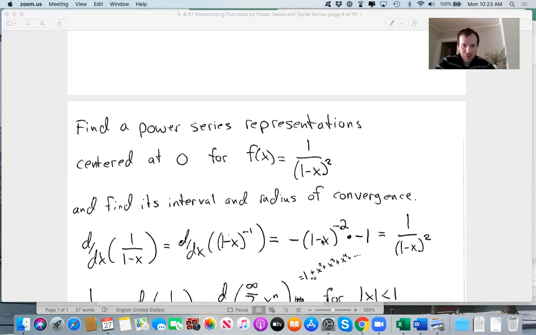there's a negative in front of the x here, so that gives us an extra negative there. And simplifying, these negatives cancel, and we rewrite this negative exponent as 1/(1 minus x) squared. So the function we are looking at and we want to find a series for is the derivative of 1/(1 minus x).